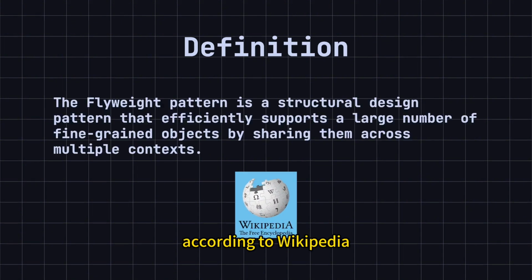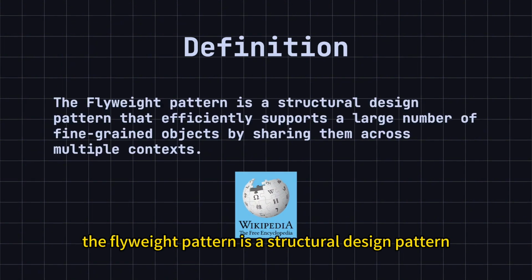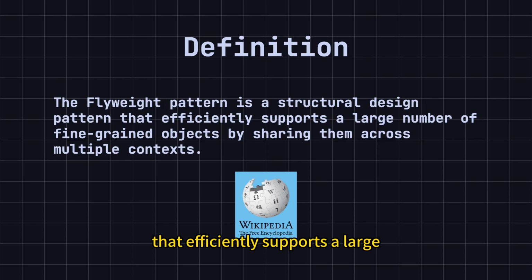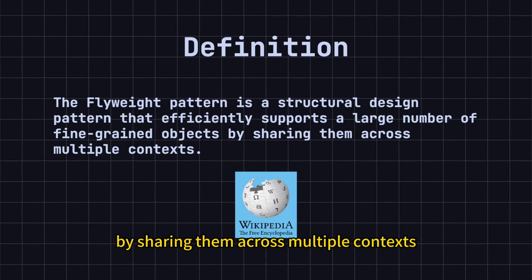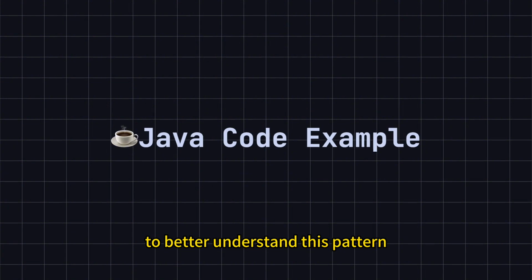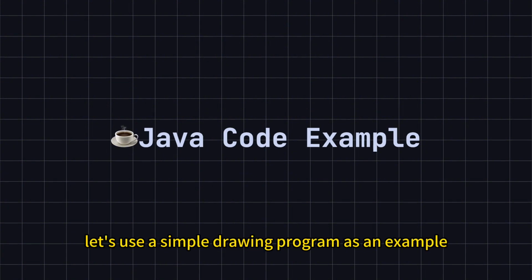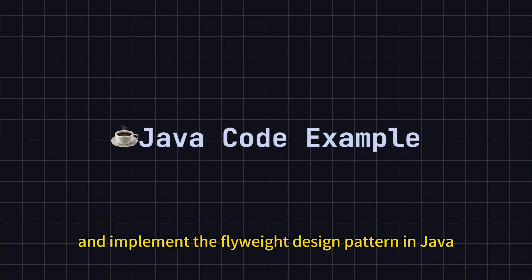According to Wikipedia, the Flyweight pattern is a structural design pattern that efficiently supports a large number of fine-grained objects by sharing them across multiple contexts. To better understand this pattern, let's use a simple drawing program as an example and implement the Flyweight design pattern in Java.